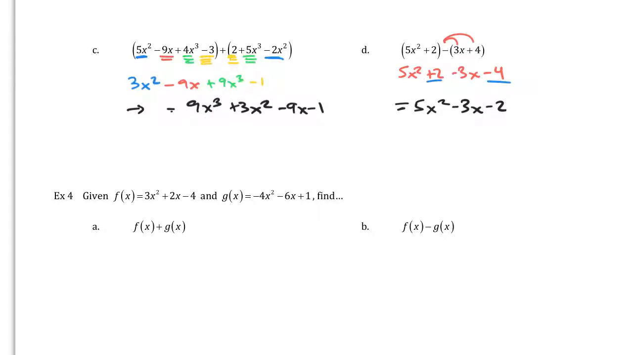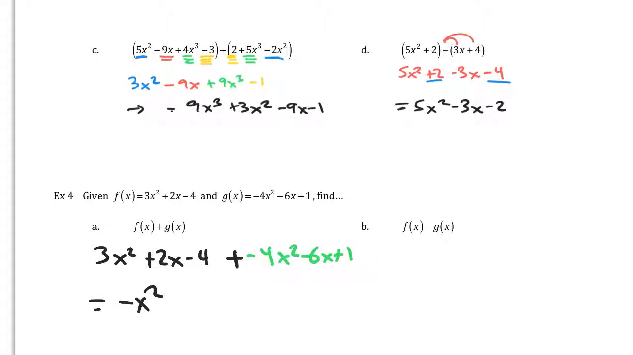All right, and then example 4, I'm told f of x is this function here, 3x squared plus 2x minus 4, and then g of x is negative 4x squared minus 6x plus 1. So in A, I'm told to do f of x plus g of x. So I'm just going to do this guy plus this guy. All right, and that's going to look like 3x squared plus 2x minus 4 plus negative 4x squared minus 6x plus 1. And I combine my like terms. 3x squared plus negative 4x squared is negative x squared. And then 2x plus negative 6x is negative 4x. Negative 4 plus 1 is negative 3.